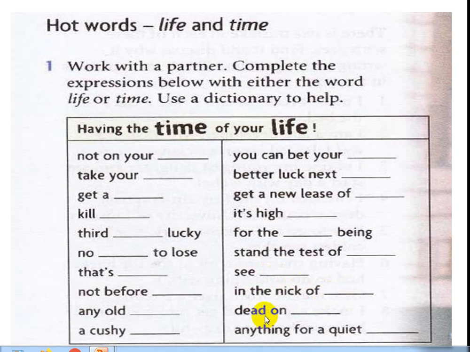Dead on time. Dead on time means exactly on time. For example, when you are going out, you say I am dead on time, exactly on time. Anything for a quiet life means I'll do anything to avoid trouble, or anything that upsets me. Anything for a quiet life.